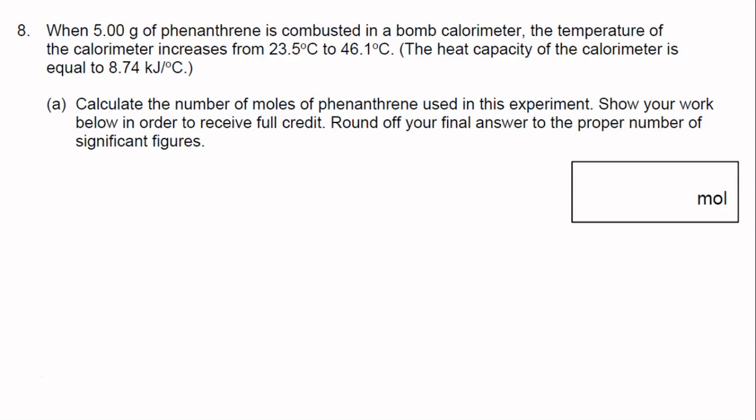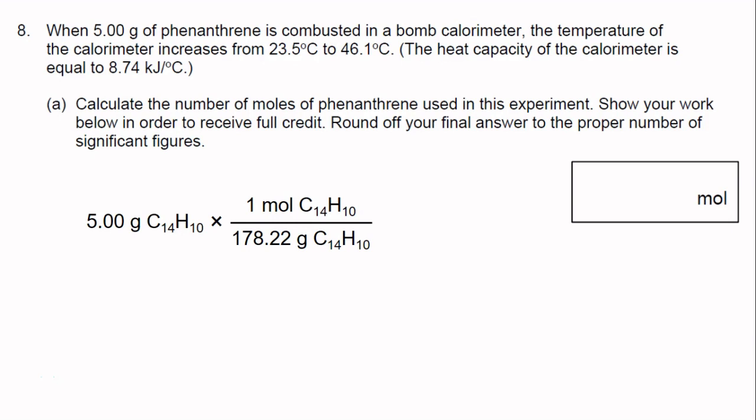So our first step in this problem is to calculate the number of moles of phenanthrene. Using the periodic table and the formula C14H10, I can convert 5.00 grams of C14H10 into moles. The molar mass is 178.22 grams. I get a small number. I'll round off my answer to 3 significant figures. I get 0.0281 moles of phenanthrene.